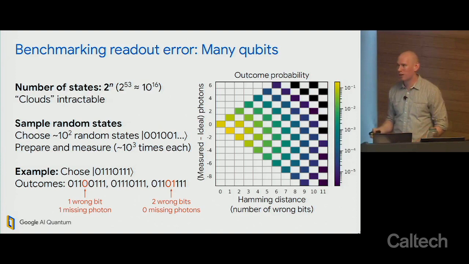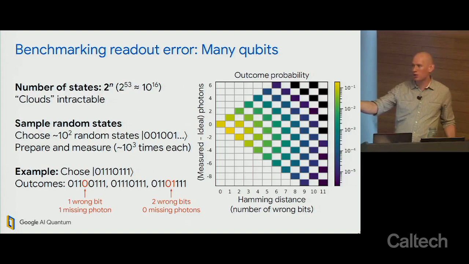So let's look at an example for an 8-qubit case. Suppose we choose this bit string. So we're going to do some pi pulses on some of these qubits to prepare this state. And then we're going to measure all of the qubits simultaneously. And we'll get outcome bit strings. For example, here are three measurements that we might get from three different experiments. You can see in the first one, we got one bit wrong. And if we count up the number of ones, we're sort of missing one photon. That's good to know. The second one, we actually got it right. Nice work. And in the third one, there are two bits that are wrong.